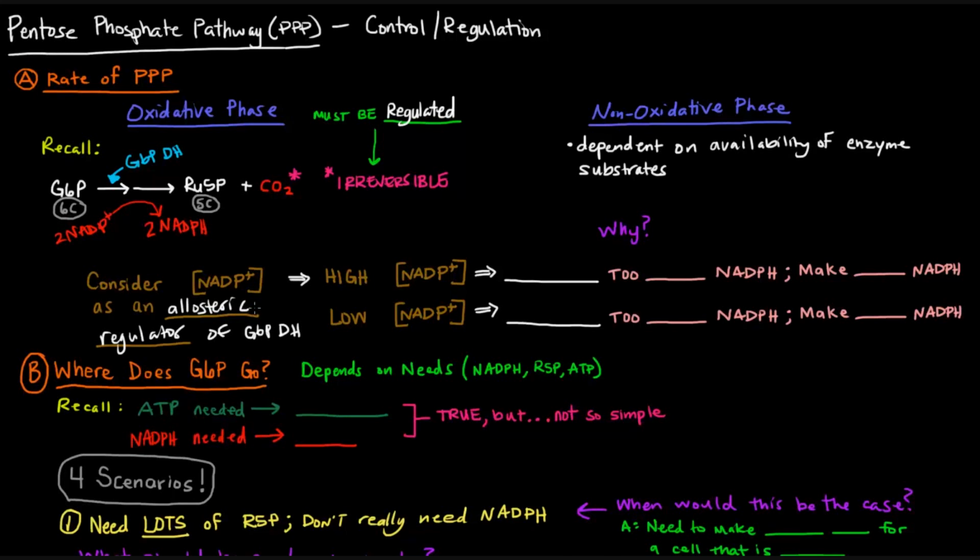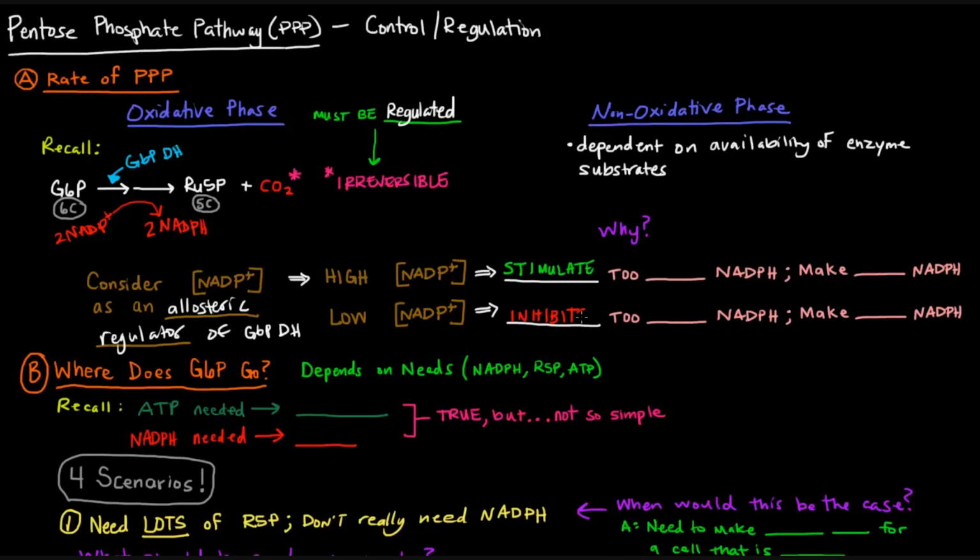Okay, so how does it work? Well, what happens when there's high levels of NADP+ and what happens when there's low levels of NADP+? The simple short answer is that high levels of NADP+ will stimulate G6P dehydrogenase, while low levels of NADP+ will inhibit. So let's actually write that in red. Inhibit.